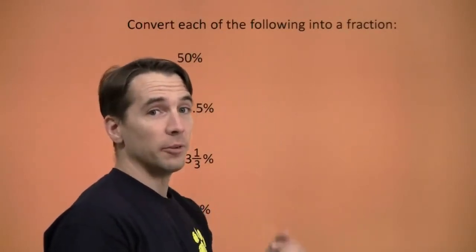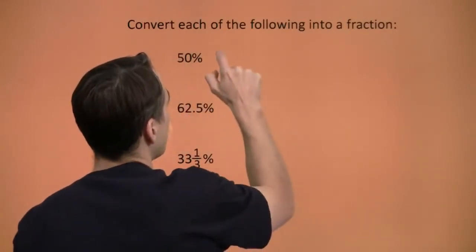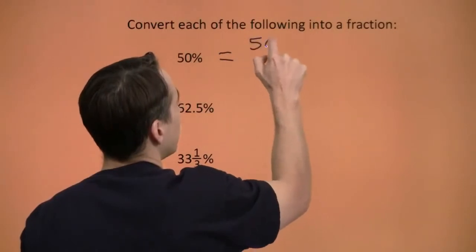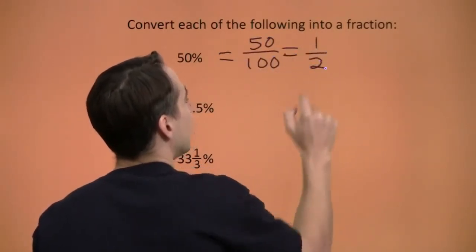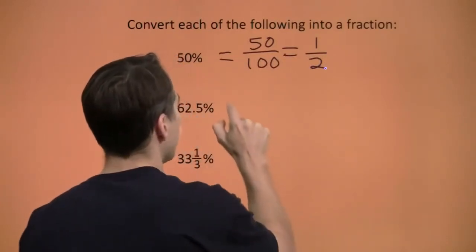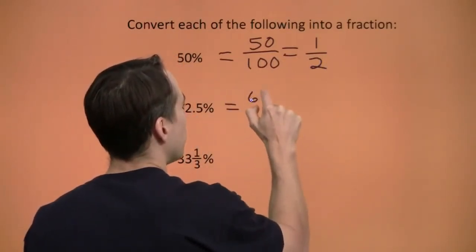So let's try turning some into fractions. 50%, that's 50 per 100. You got it, that's 1/2. 62.5%, once again, the percent just means per hundred.